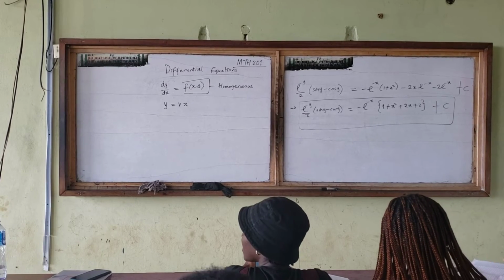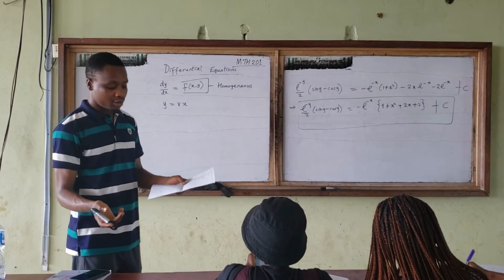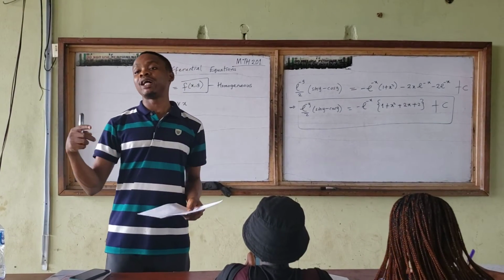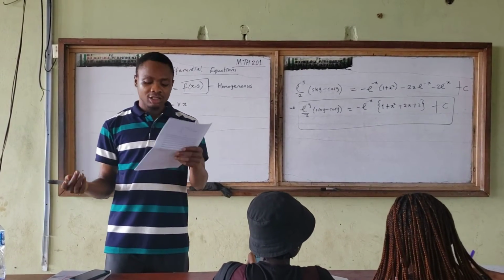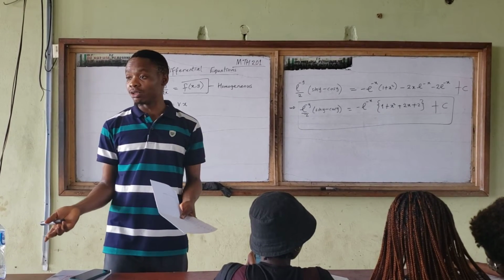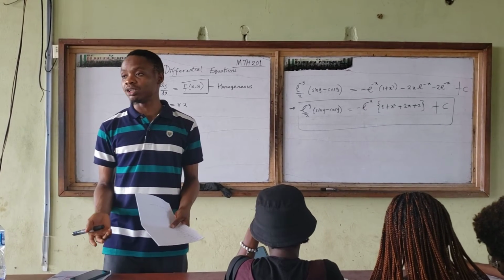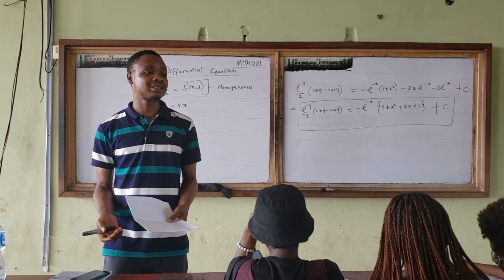Is it homogeneous? Look at the numerator. What are you going to get? k squared. Inside e raised to power x, that will cancel out. Inside sine, it will cancel out. The denominator will give you k squared also, which will cancel out as well. So that is homogeneous. Does it make sense?